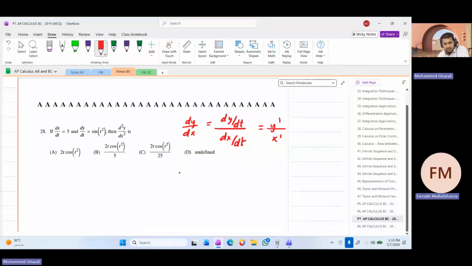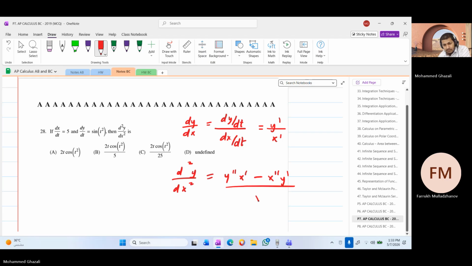Okay. So now, what's d squared y over dx squared? You're finding the double derivative. So this is y double prime times x prime, subtract, we are applying the quotient rule. So differentiate the bottom: x double prime times y prime, over x prime squared.